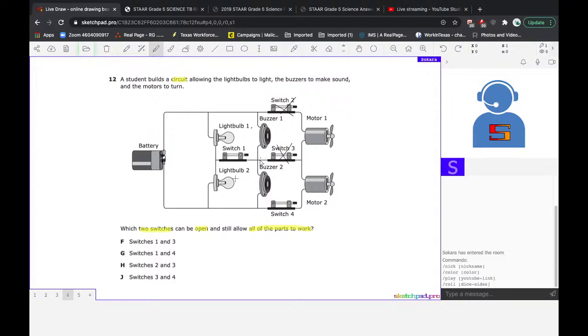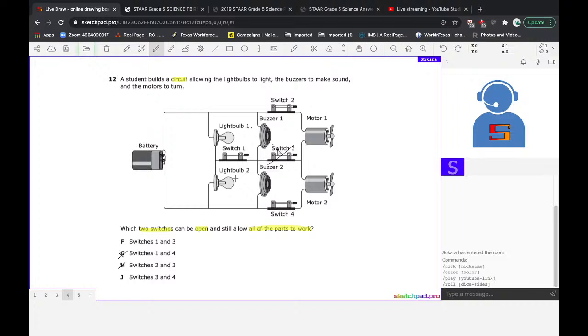We can't go this way. So even though we can go here, here, and come all the way back, we can't actually reach the motors. So due to this fact, this answer choice is also going to be incorrect. So H is incorrect. Let me just mark that, and we know this is incorrect, and we're going to check option J, 3 and 4.